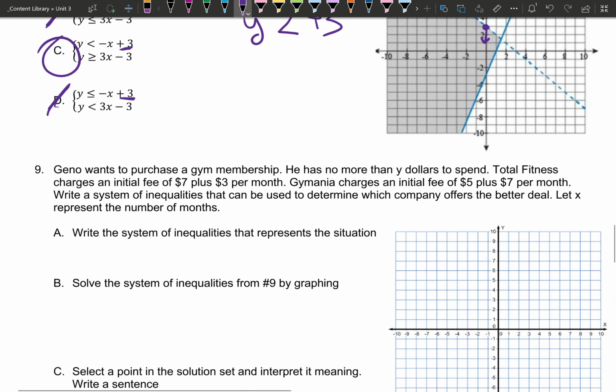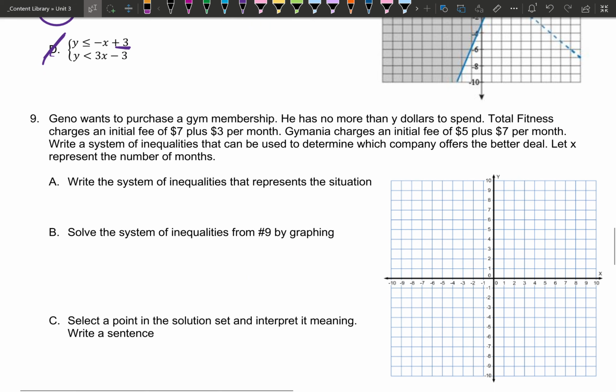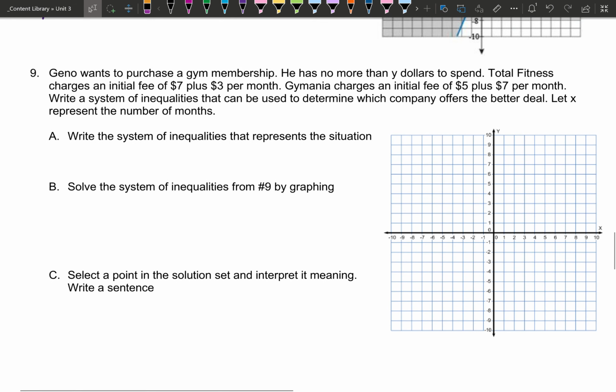All right. Ooh, word problem. Gino wants to purchase a gym membership. He has no more than Y dollars to spend. Total Fitness charges an initial fee of $7 plus 3 per month. Gymania charges an initial fee of $5 plus 7 a month. Write a system of inequalities that can determine which company offers the better deal. Let X represent the number of months.